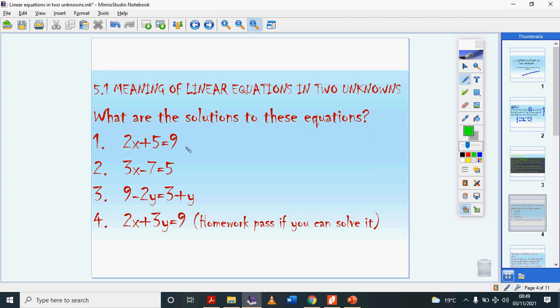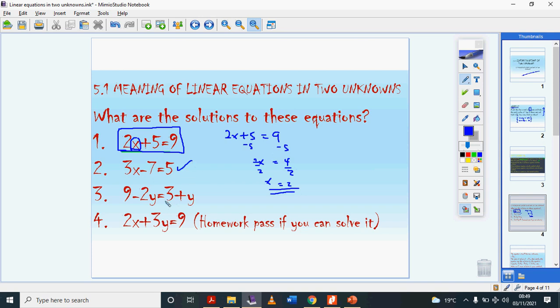If you look at these equations, ask yourself, is this a linear equation in two unknowns or one unknown? If you look at it, how many letters do you have? You only have one unknown, X. So this is an equation in one unknown, and you guys are pros at solving this. This is 2x plus 5 is equal to 9. You will just subtract 5 from both sides, then you have 2x is equal to 4, divide by 2 on both sides, so x is equal to 2. So these are equations in one unknown.